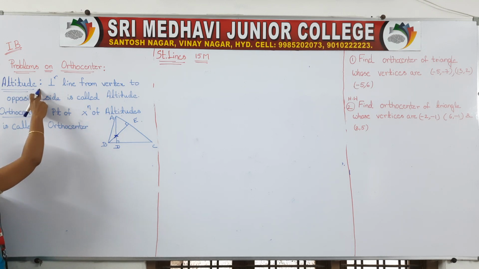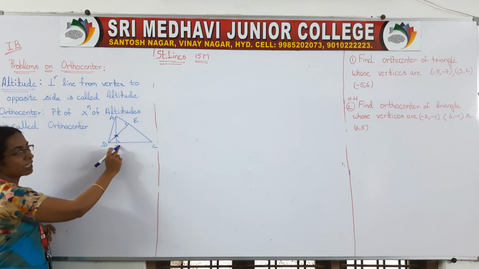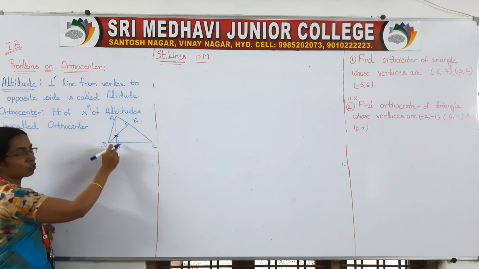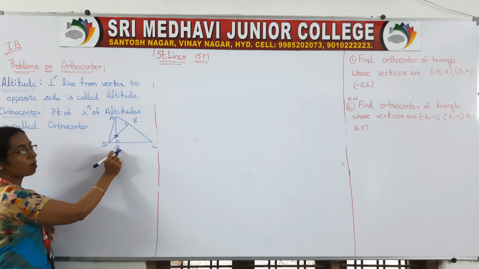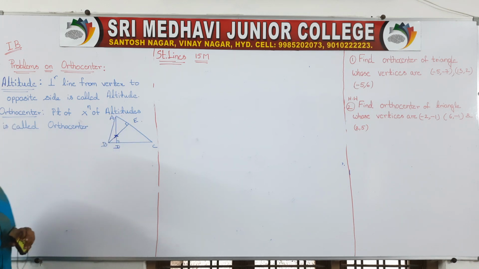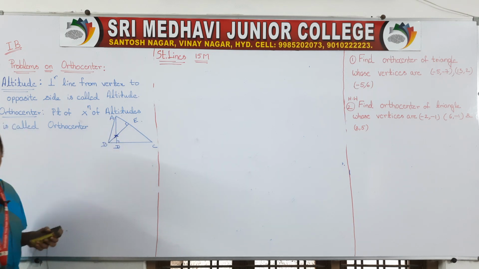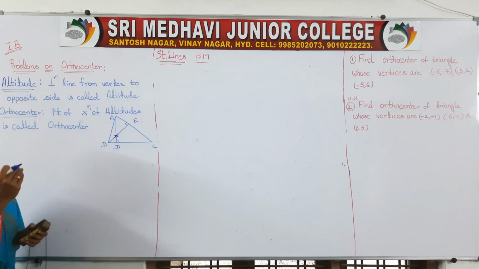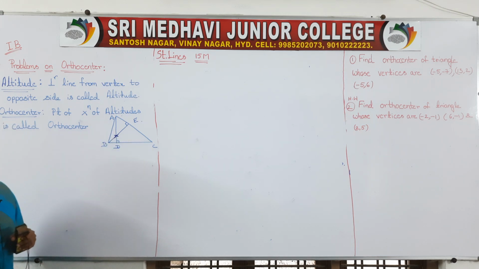So first, what is altitude? Altitude is nothing but a perpendicular line from a vertex to the opposite side. If we draw any line from a vertex, it should be perpendicular, right? And from the vertex to the opposite side, that is called altitude. In a triangle we have 3 vertices, so automatically we have 3 altitudes, and altitudes are always concurrent, that means they pass through the same point. That point of intersection of altitudes is called orthocenter.